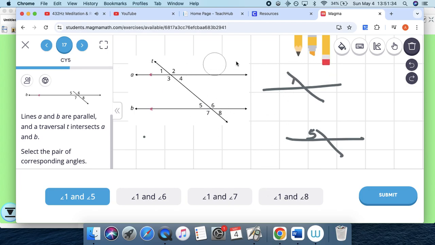And then 1 and 8. 1 and 8 is actually alternate exterior, right? They're diagonal from each other. They're outside the two parallel lines. They are alternate exterior, not corresponding. So the only one that works out is 1 and 5, and that's the one we want.